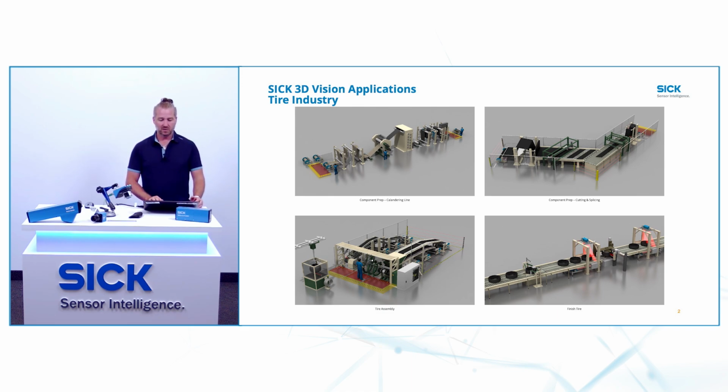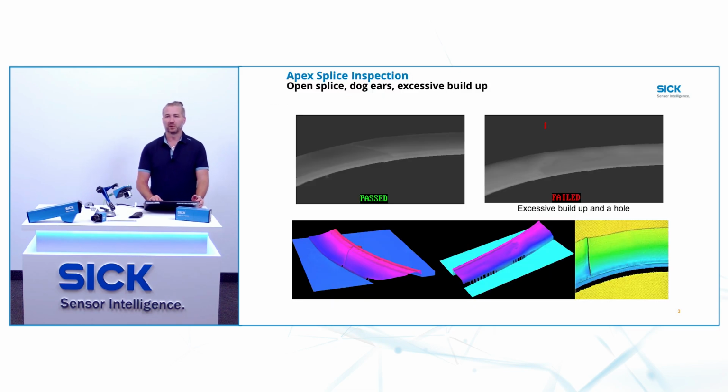So as we dive into what we expect to see with the Ruler platform, we can see a lot of the splice and dog ear inspections. As we look at a tire, it's obviously very matte black. Trying to get a 2D image of an overlay of black on black is going to be very, very difficult to monitor and inspect that splice, to see that we have enough of a splice there.